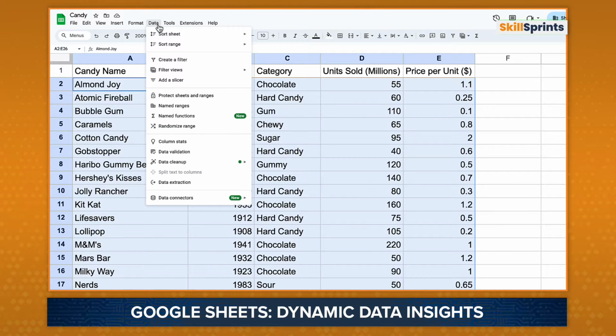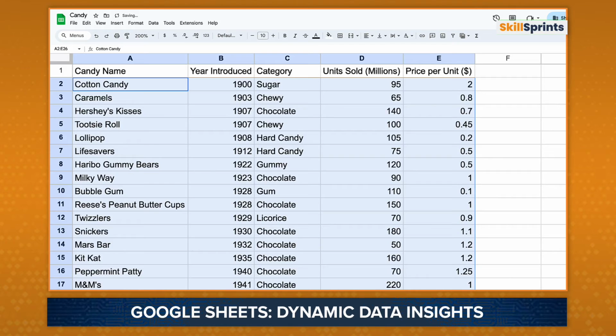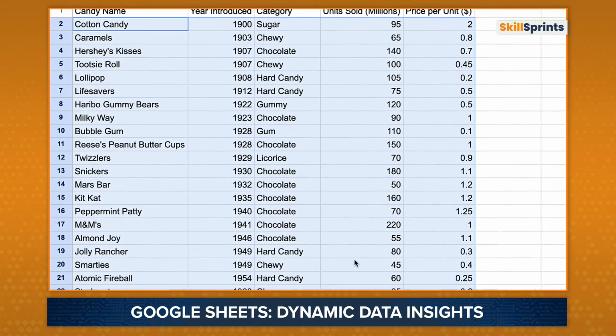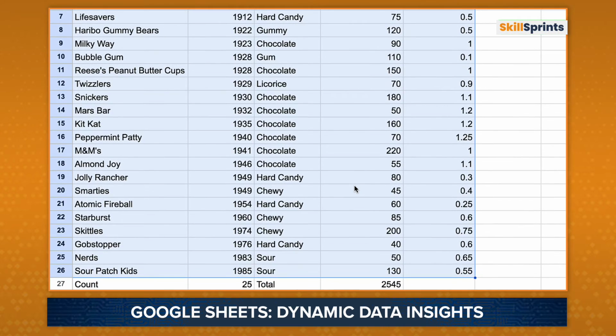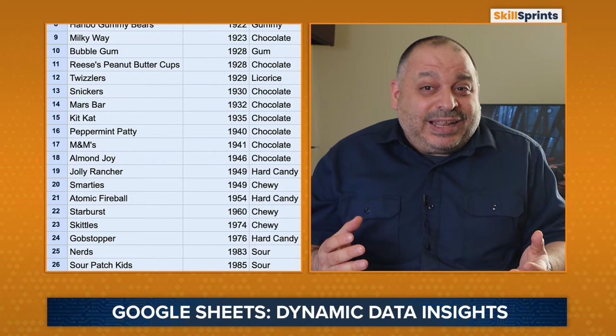Again, going to Data, Sort Range, and I'm going to choose Advanced Sorting Options. And this time, let's sort by column B, and even though it says A to Z, that'll give us year order. So now Cotton Candy, introduced in 1900, is first, and Sour Patch Kids, introduced in 1985, is last. It's hard to believe there aren't any new, really good candies introduced since 1985.